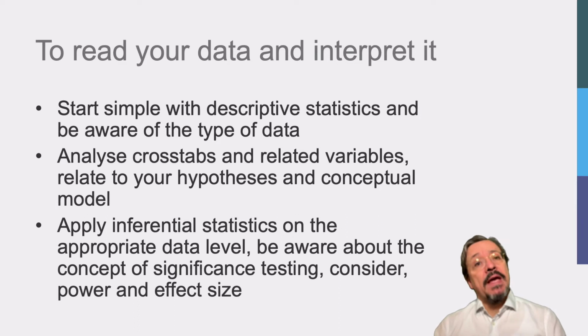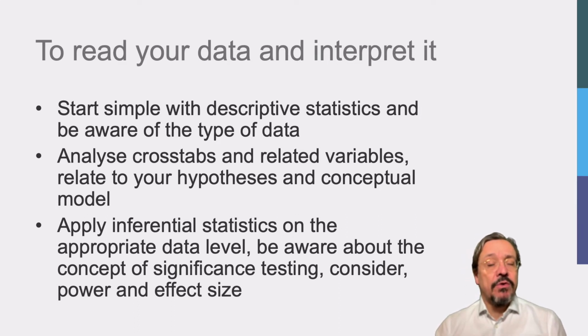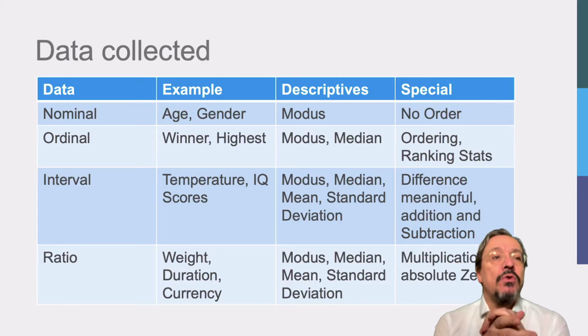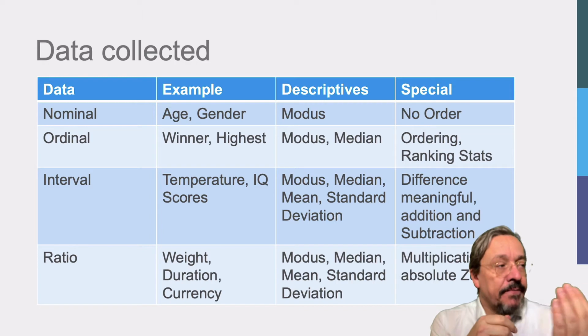And only then, and also of course related to your concrete hypothesis, apply inferential statistics on the appropriate data level and be aware of the concept of significance testing, consider power and the effect size you're looking at. And I come to these concepts now in this presentation. So what data is collected? We talked about different methods of data collection. But let's look at the step when you encode this data and what is valid to conclude from these different data levels.